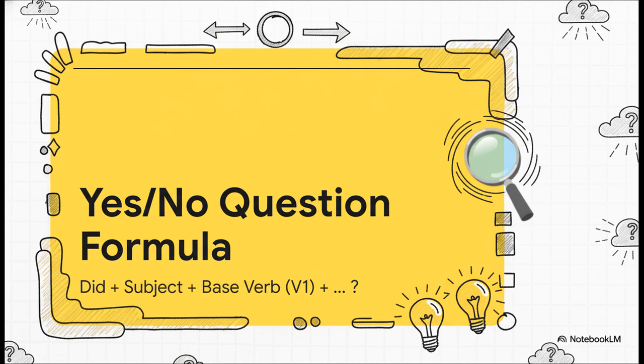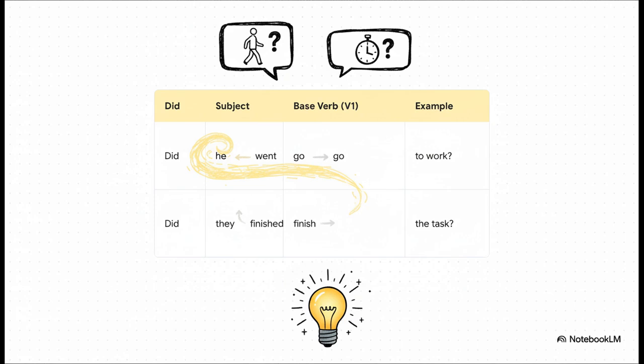And here's why this works. The word did is a helping verb, and it already tells us we're in the past, so the main verb doesn't have to. Did does all the heavy lifting for us. And you can see that magic happening right here.